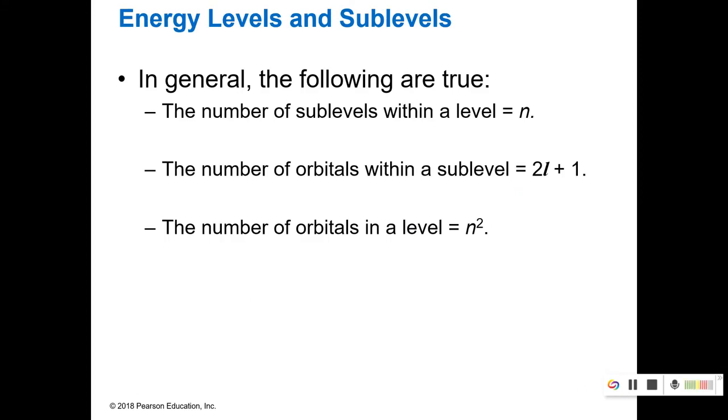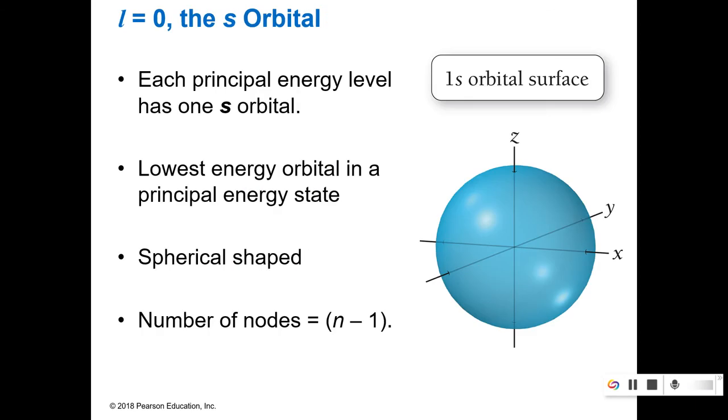Okay, so in general, what of the following is true? The number of sublevels within a level is going to be equal to n, so the blocks. The number of orbitals will be equal to 2l plus 1, and the total per level would be n squared.